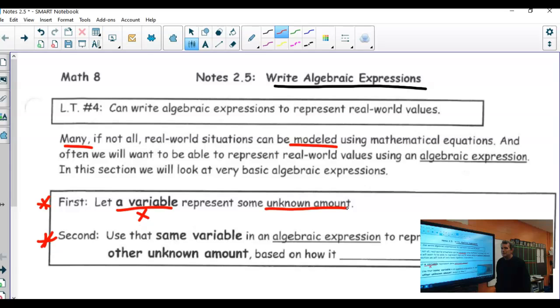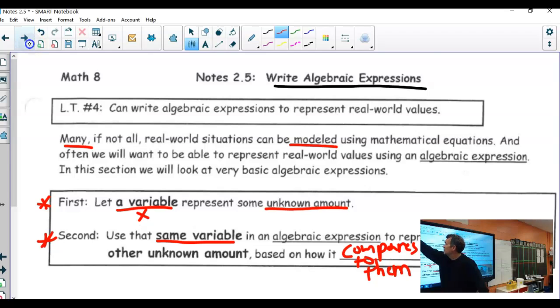All right, once you have written your variable, you use that same variable in an expression to represent other unknown amounts based on how it compares to them. I ran out of space here, but based on how it compares to them. I'll show you what I mean here in just a second. All right, I'll refer to these as I do some examples.